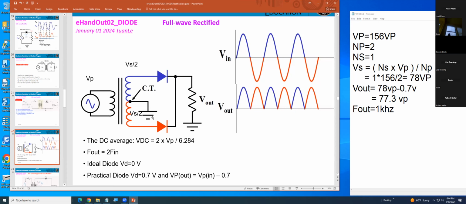Hey, Mr. Pham, just a real quick question. On the first one, that's a half-wave rectifier with one diode, and the full-wave rectifier looks like you've got two diodes. Exactly. However, you can see another difference between the two transformers.